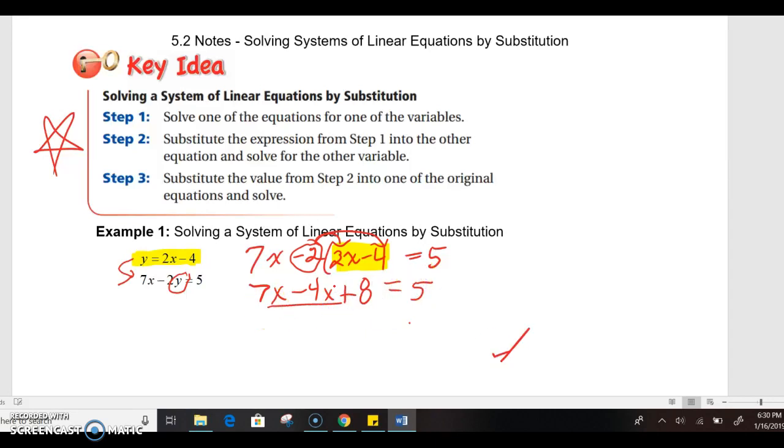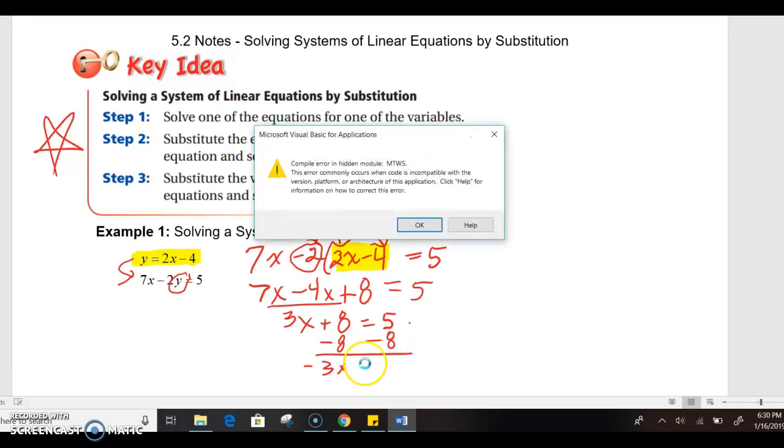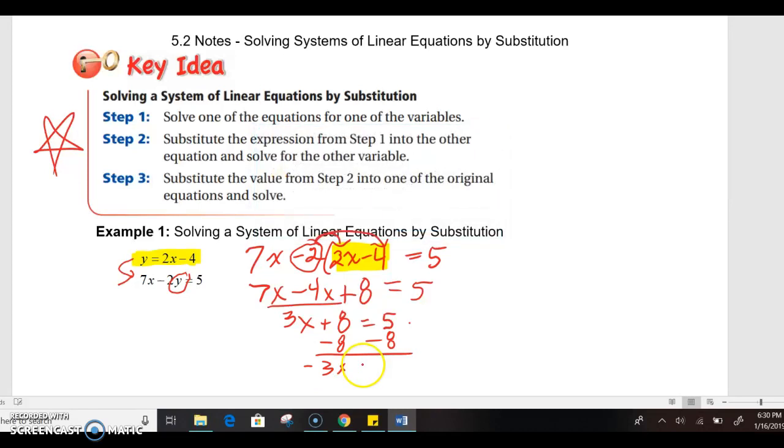Next step is to combine like terms. 7x take away 4x is 3x. And then now I'm down to a pretty simple two-step equation. So using inverse operations, I just subtract 8 from both sides. Again, careful with your integer rules. So now it says, sorry about that, not negative 3x. That's just a positive 3x equals negative 3. So if you divide both sides by a positive 3, x is equal to negative 1.